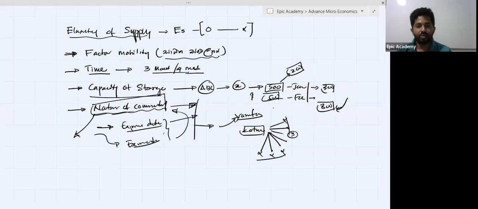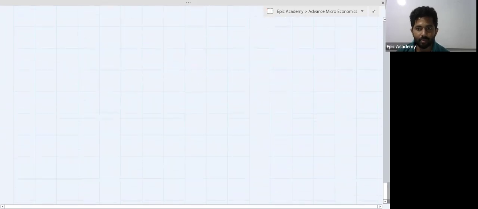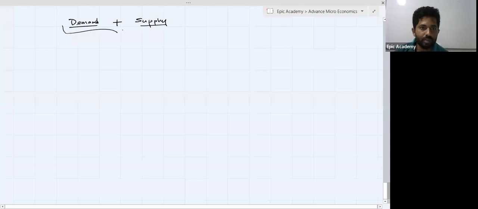Right, now we have to consider the equilibrium. That is enough for supply. We already discussed demand and supply. Then we have to consider both topics together as the equilibrium of the market. We call it market equilibrium.